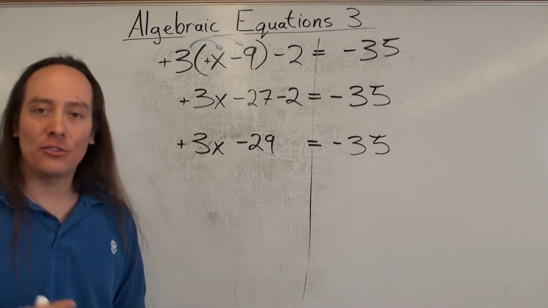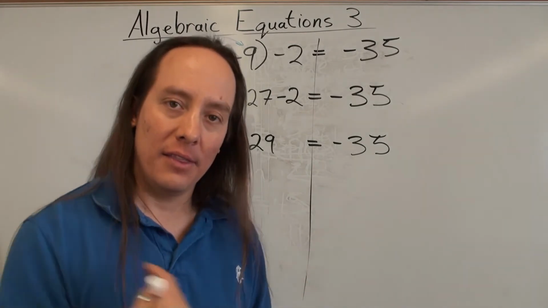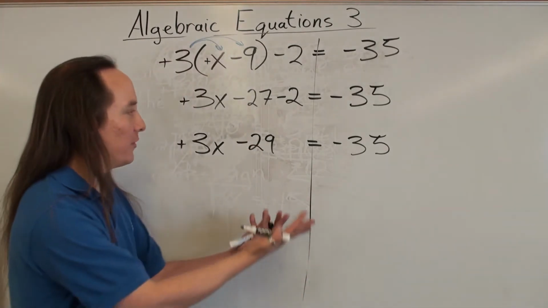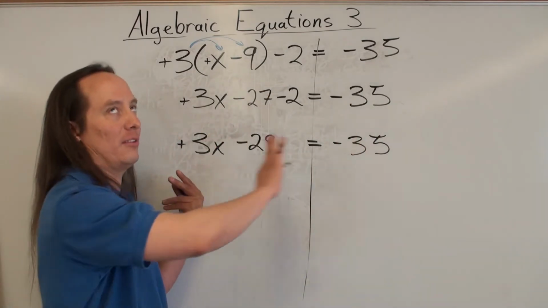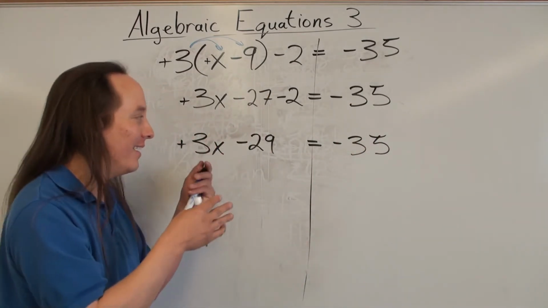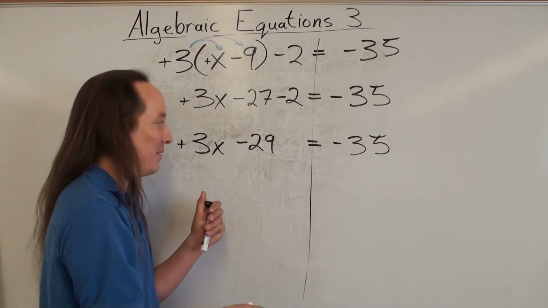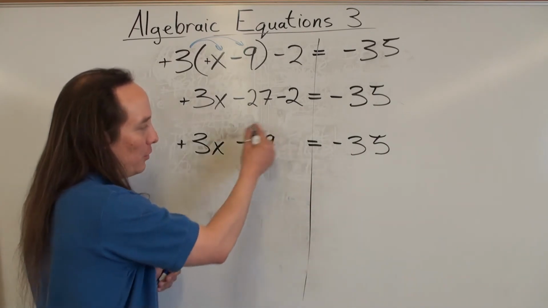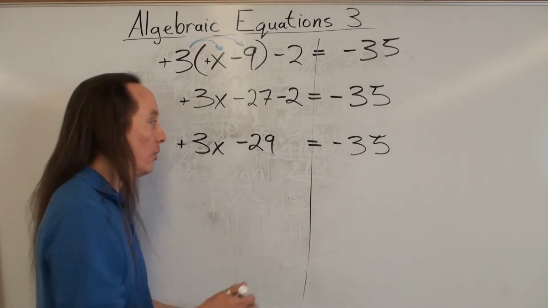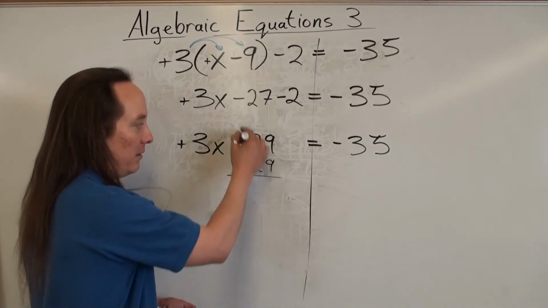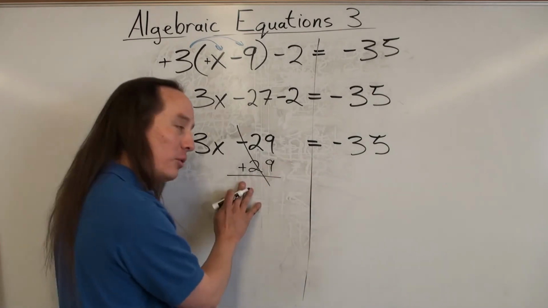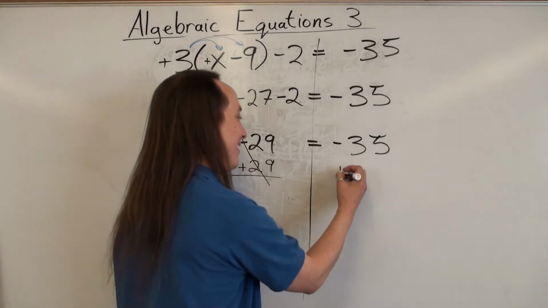So now let's try grouping across the equal sign. All the terms that have x are on this left side. That means the 29, obviously just the 29, has to go over to the 35, to the right side. So what do we do to negative 29 so that it equals 0? We do the inverse operation, and that will be 0. And then what we do to one side, we do to the other side. So let's go ahead and add 29.